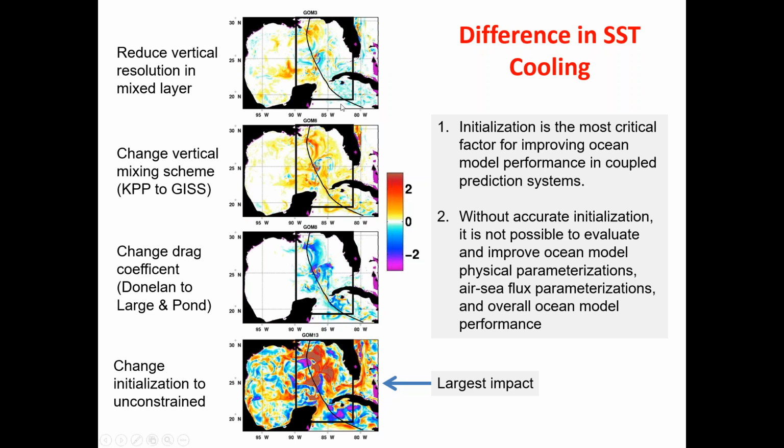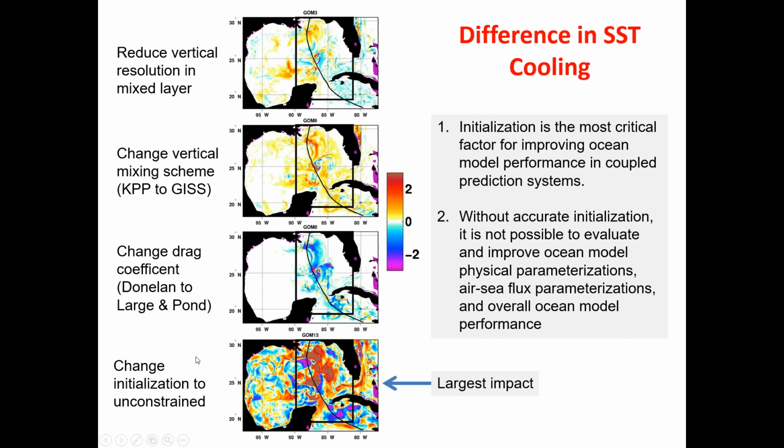First of all, these panels show the difference in SST cooling between the alternate experiment and the control experiment. So from the top panel, when we reduce the vertical resolution in the mixed layer, this was the difference in SST cooling that occurred by making that one change to the model. The second panel is where we changed the vertical mixing scheme from KPP to GISS, and you see again the change in SST cooling, differences of several tenths of a degree Celsius along the storm's track. The third panel, we changed the drag coefficient to calculate the wind stress forcing, and again you see differences of up to a degree Celsius along the track.